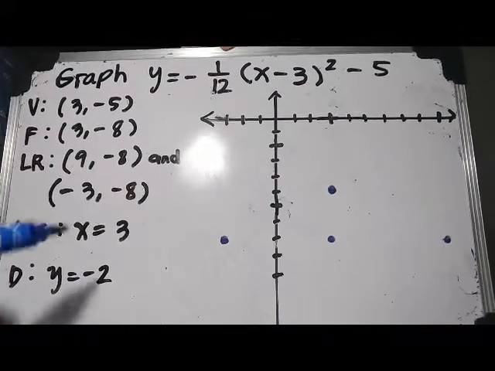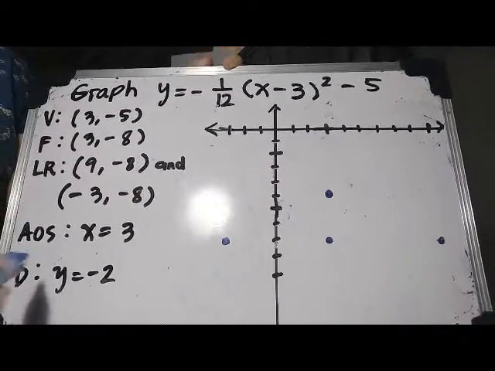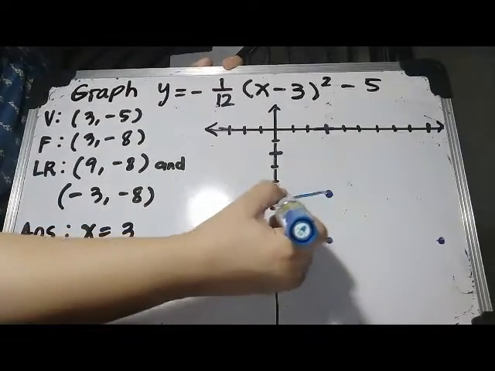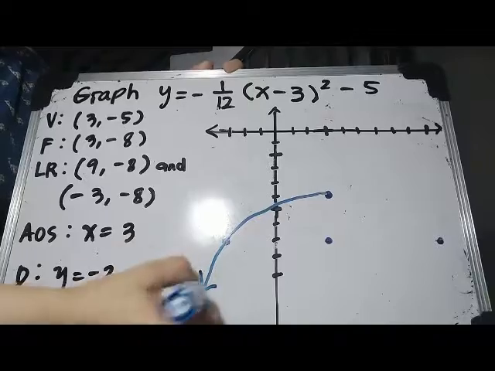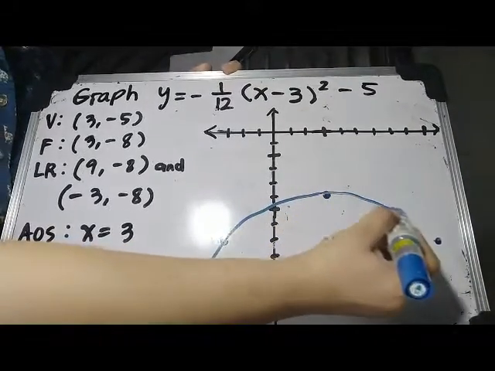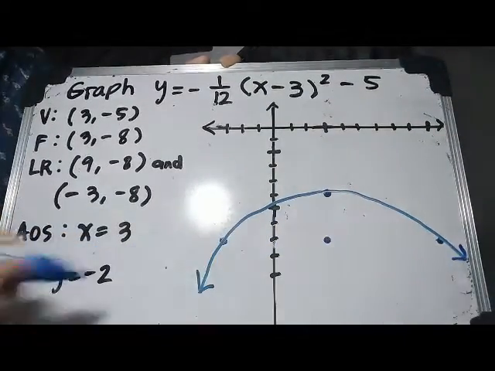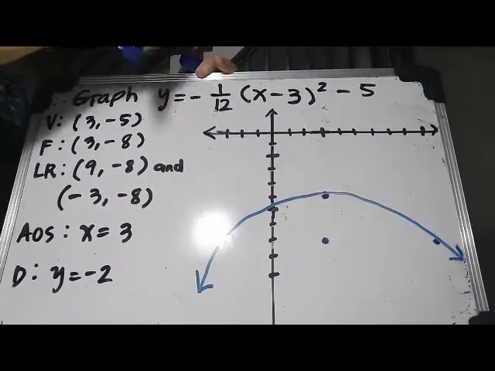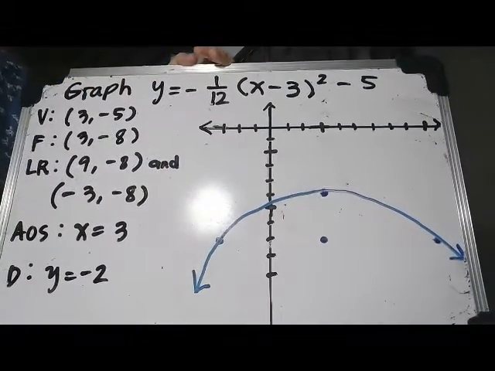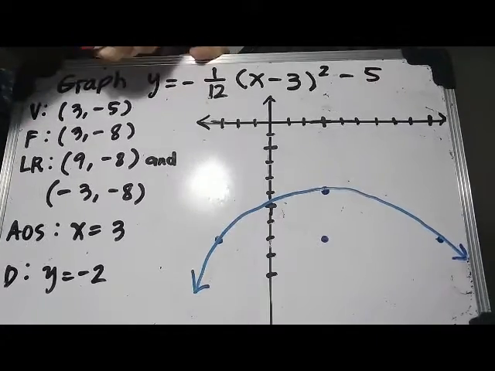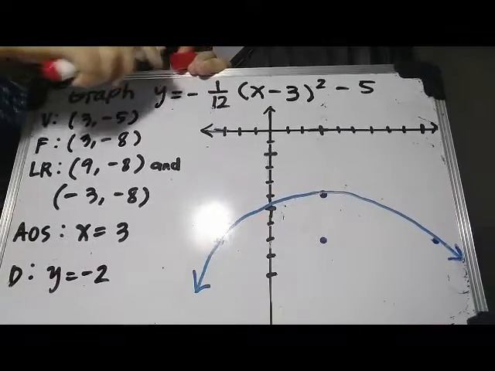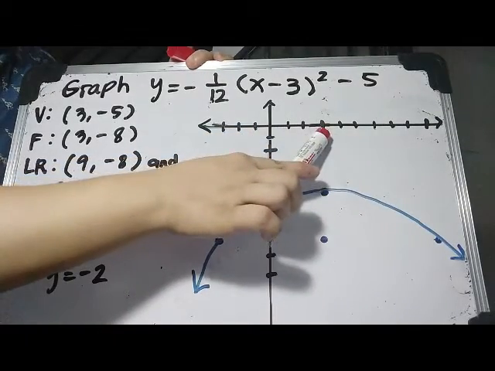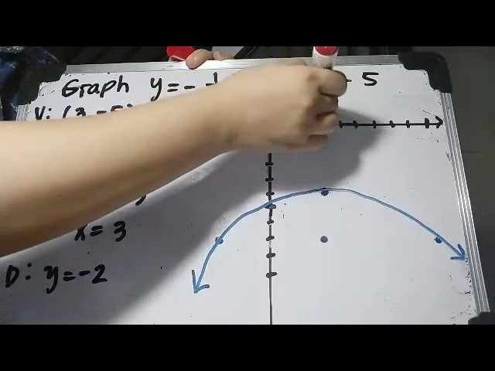So let's now connect the vertex to the endpoints of the lattice rectum to graph the parabola. So from the vertex, connect to the endpoint. Take note that the graph of a parabola is a curve. Then next, let's draw the axis of symmetry. Our axis of symmetry is x equals 3, so it must be a line passing through the x-axis at the coordinate 3.